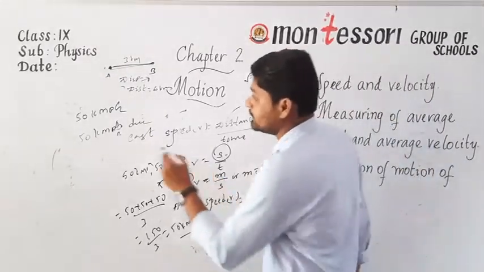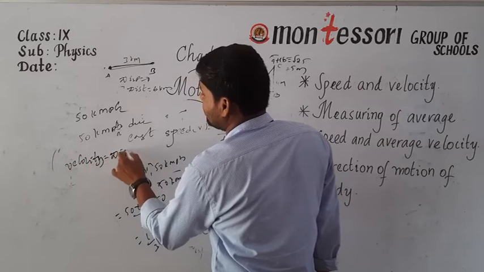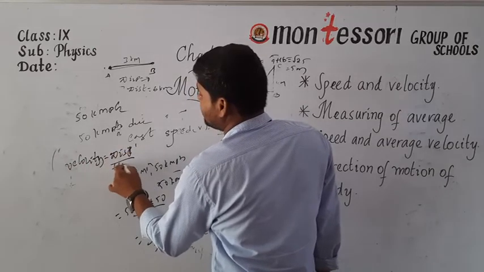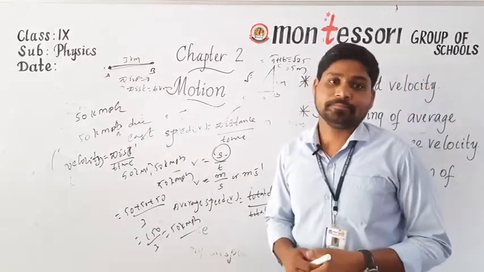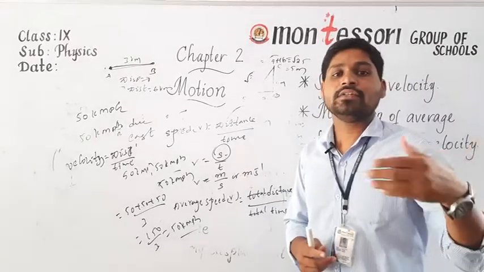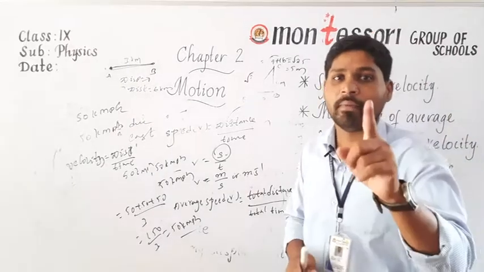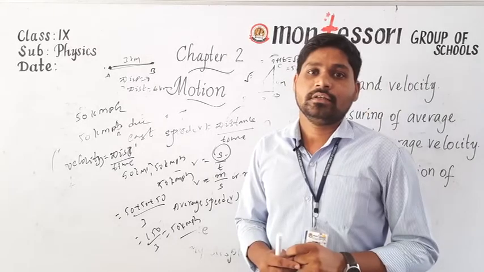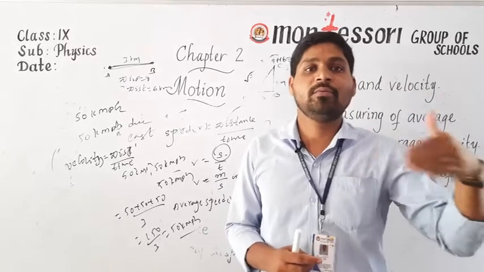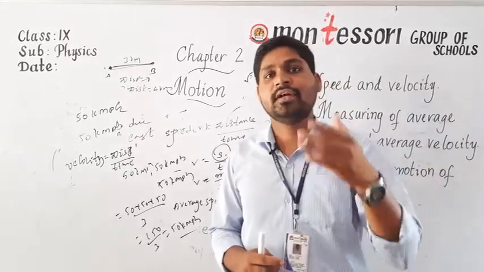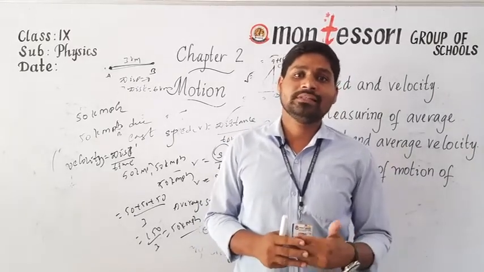What is velocity here? Displacement by time is nothing but velocity. Then what about average velocity? Total displacement by total time. Then what is uniform velocity? If a body covers equal displacements in equal intervals of time, then we can say the body is moving with uniform velocity. Remember, the path must be a straight line, then only can we observe uniform velocity. In the rest of the cases, when the body moves on a curved path or circular path, the body does not maintain a constant velocity. So the remaining parts we will discuss in the next video.